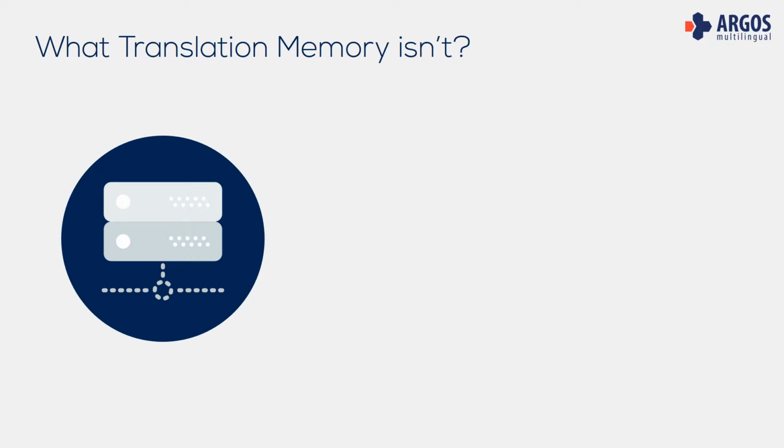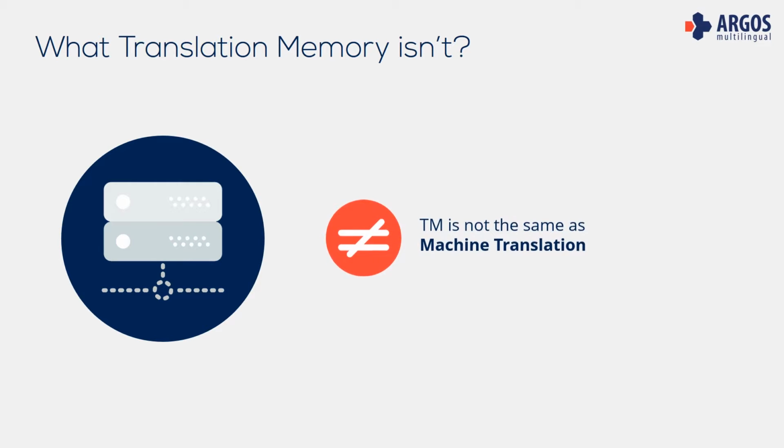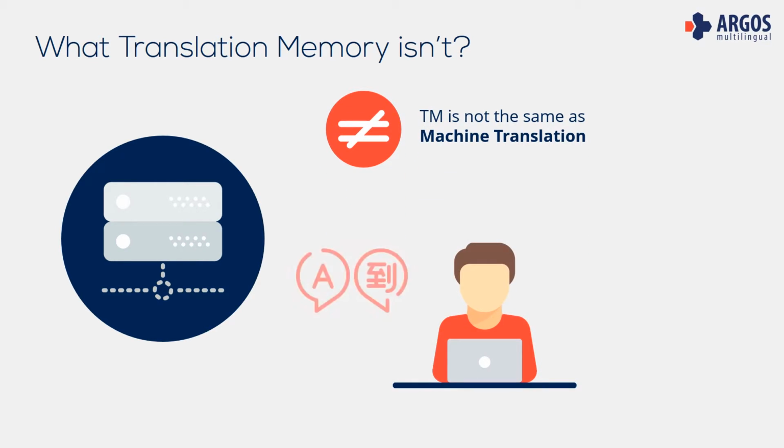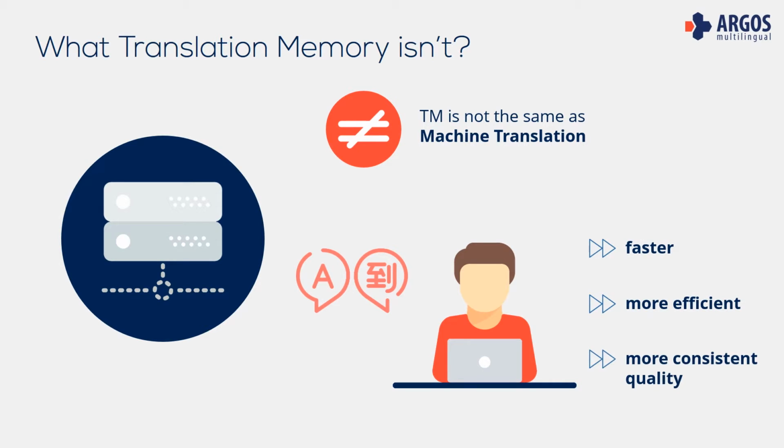You should not confuse TM with machine translation, also known as MT. TM is a database of translations created by human linguists, which is used by human linguists to make the translation process faster, more efficient, and of a more consistent quality. Meanwhile, MT is an automated translation performed by computer software without the involvement of human linguists.